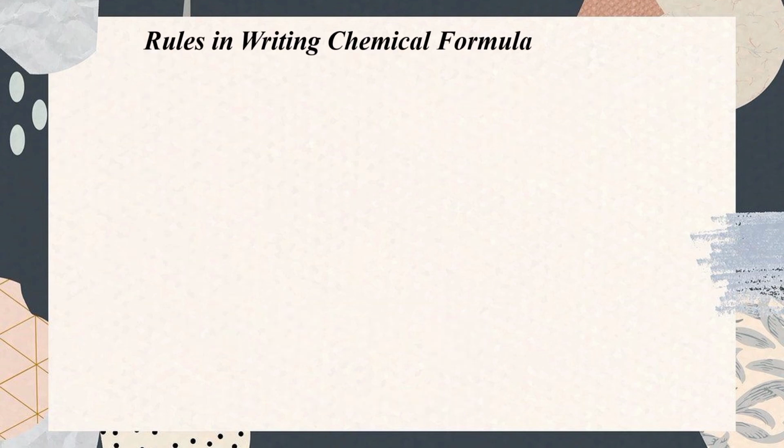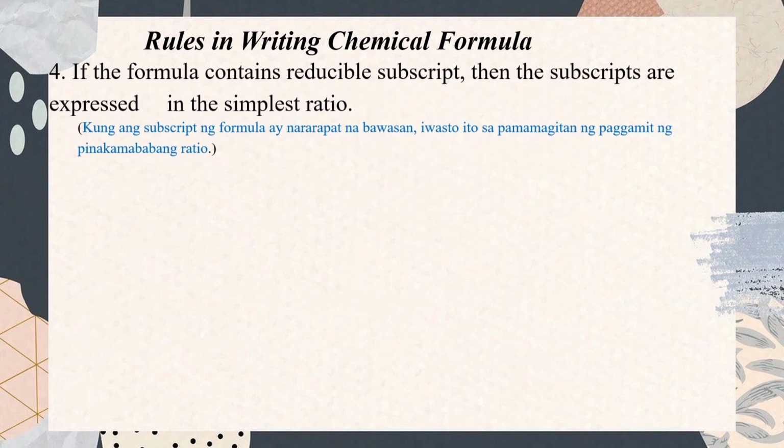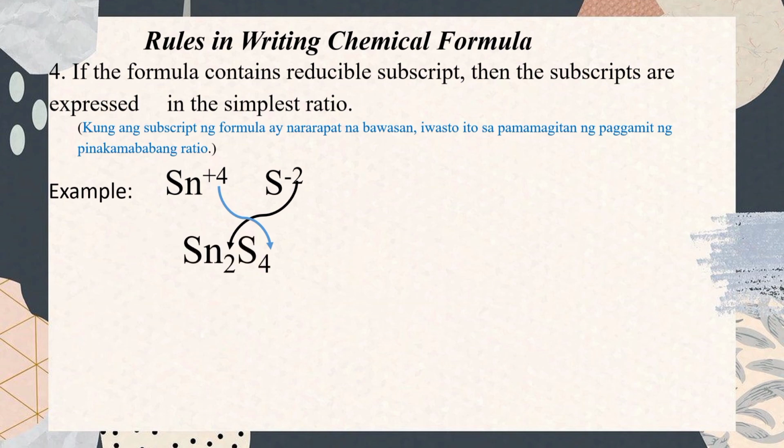The fourth rule. If the formula contains reducible subscripts, then the subscripts are expressed in the simplest ratio. Example, the combining atoms are Sn positive 4 and S negative 2. Applying the crisscross rule, we get Sn2S4.